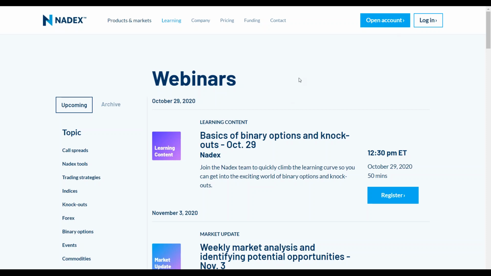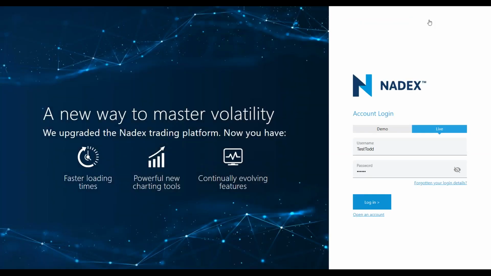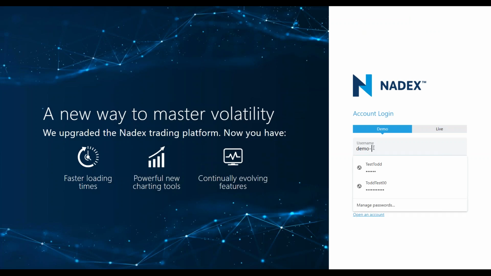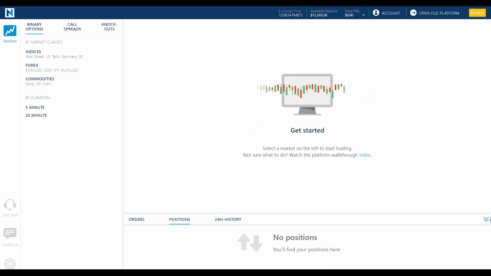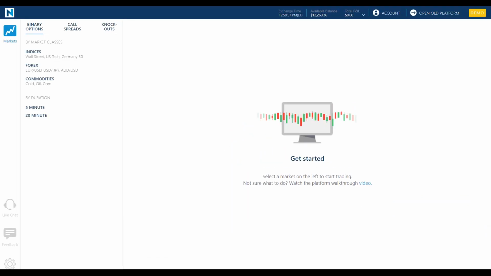Okay, now let's get into binary options and knockouts. I'm logging into the Nadex platform. I am going to use a demo account. Remember, again, nothing I say today should be taken as a buy or sell recommendation. This is strictly for your educational purposes only. We are going to start with binary options.